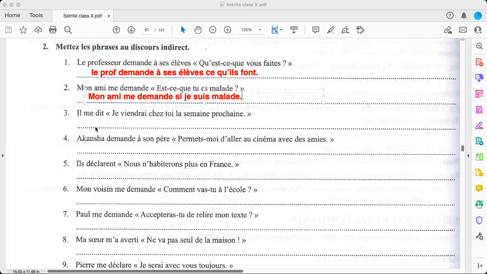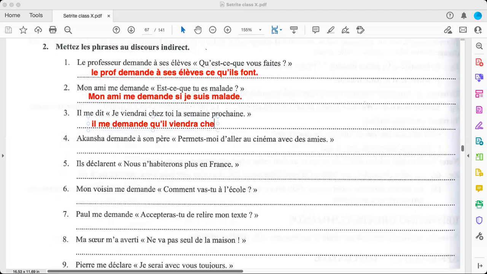Il me dit, je viendrai chez toi la semaine prochaine. This is declarative. Il me demande que. Now you will see, this is first person. First person will be changed as per the subject. So, je will change to il. Again, two vowels. Remove the first one and put apostrophe. Qu'il viendrait, this is venir verb in future tense. Viendra.